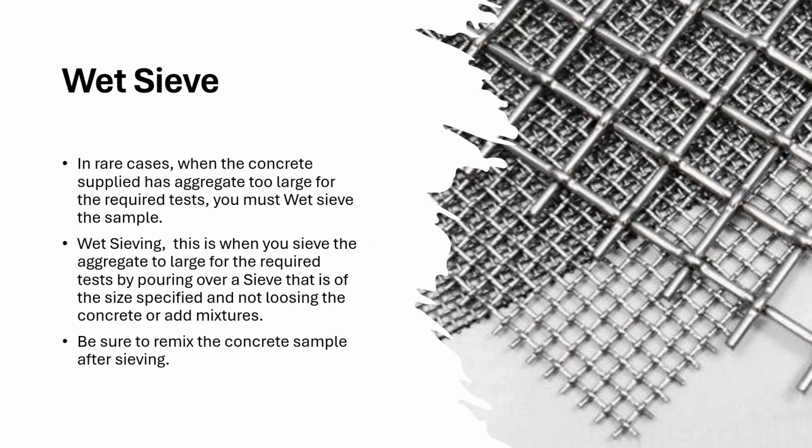Wet sieve. In rare cases, when the concrete supplied has aggregate too large for the required test, you must wet sieve the sample. Wet sieving is when you sieve out the aggregate too large for the required test by pouring over a sieve of the size specified, without losing concrete or admixtures. Be sure to remix the concrete sample after sieving.